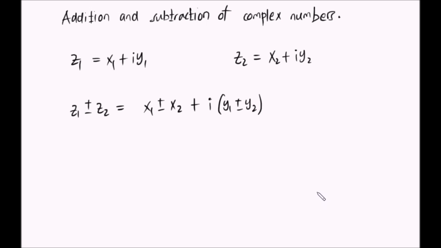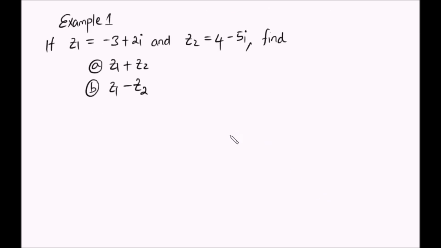Now let us see examples. Now this is example 1. It says if z1 is negative 3 plus 2i and z2 is 4 minus 5i, find z1 plus z2. So z1 plus z2 just means negative 3 plus 2i plus z2, which is 4 minus 5i.